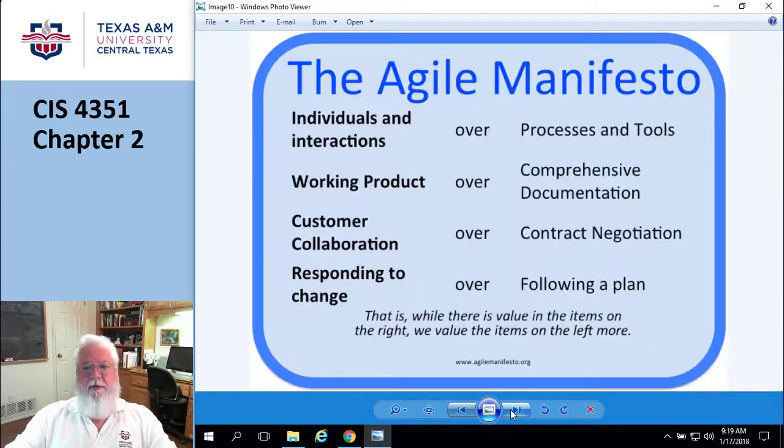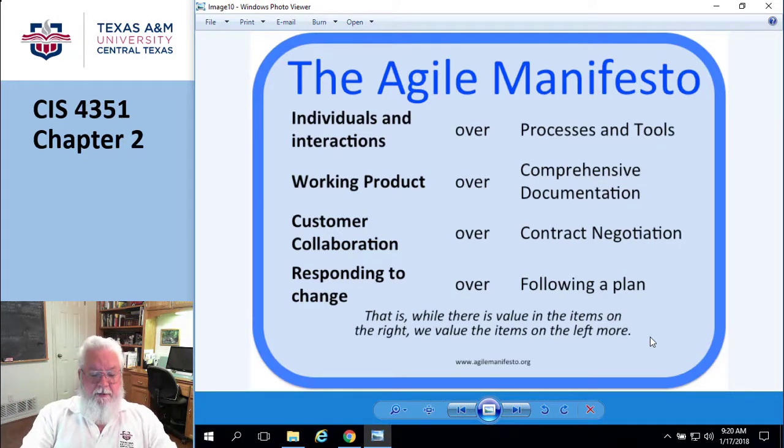And I'm going to start with the Agile Manifesto. A couple of Agile practitioners put together this cool thing. It says, we value individuals and interactions over processes and tools, the working product over comprehensive documentation, customer collaboration over contract negotiation, and responding to change over following a plan. And the idea is that we put more emphasis on getting things done rather than following the dang rules.